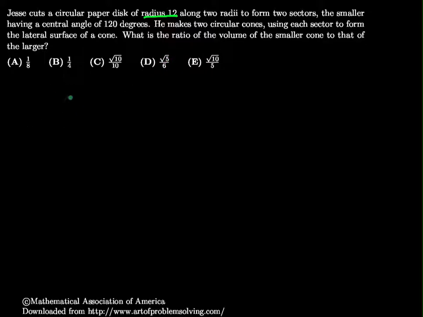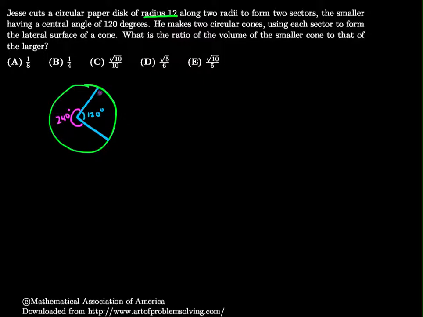So here we go. What we have is a circle, and Jesse cuts out a sector, 120 degrees. And what this means for us, if this radius is 12, that means the diameter is 24, and so the circumference all the way around is 24 pi. This is 1/3 of the circle, because the entire circle around is 360, so the rest is 240 degrees.